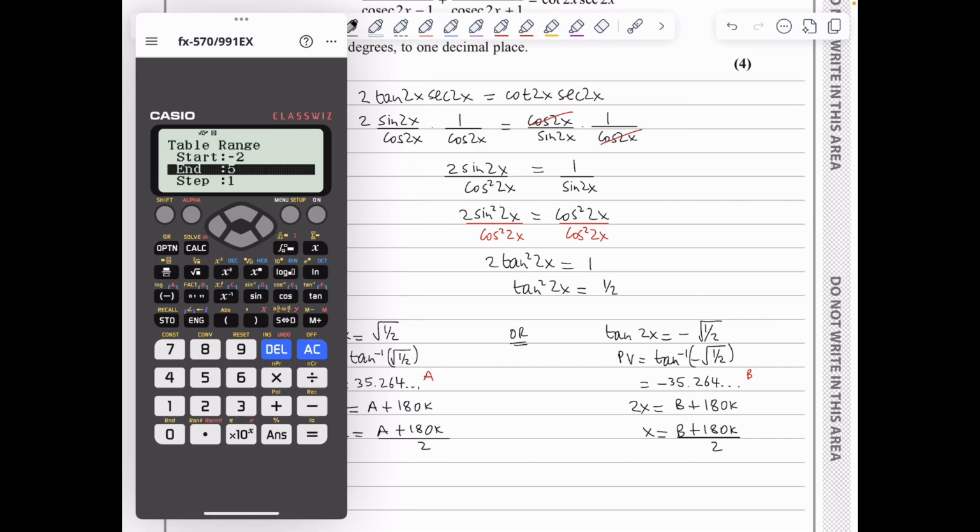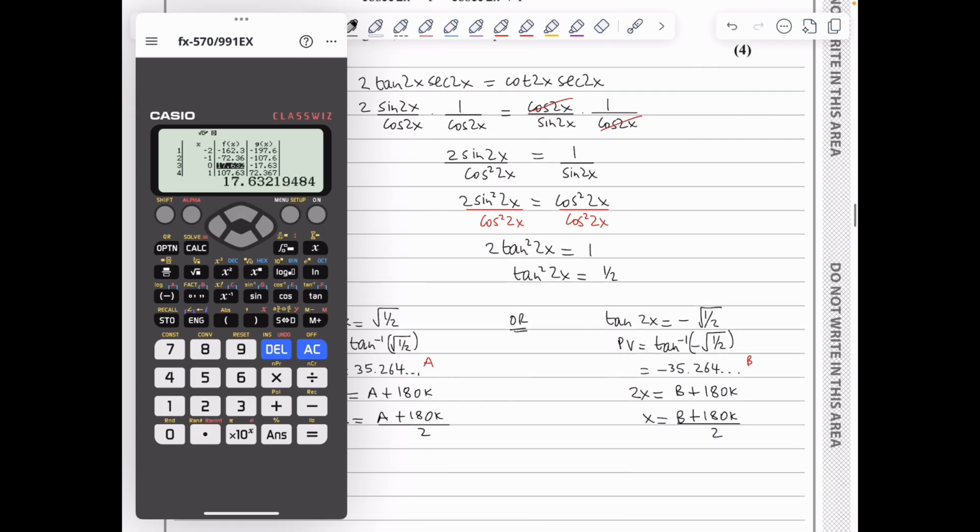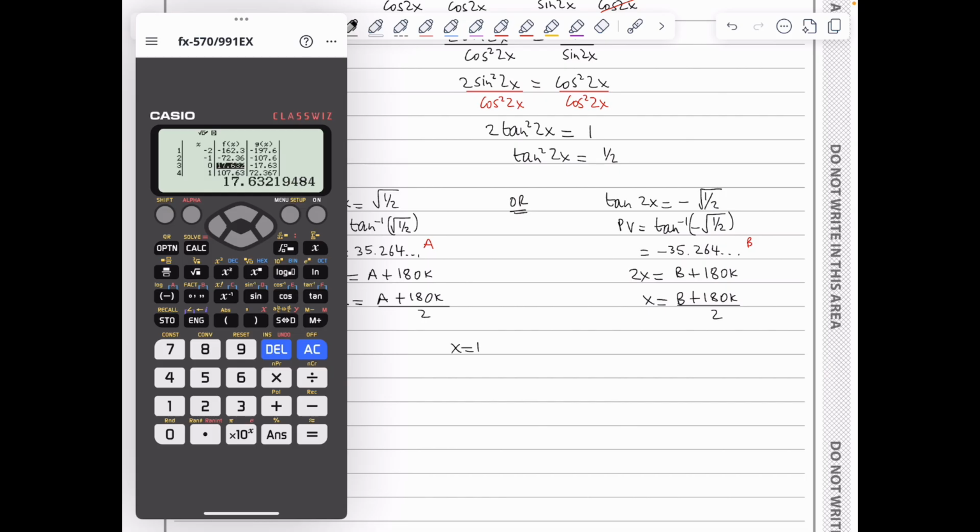Remember, x is between 0 and 90. So let's see the solutions here. The first solution between 0 and 90 is the 17.6. So let me write this here. x is 17.6. And another solution is the 72.4. So a total of 2 solutions for this trigonometric equation.